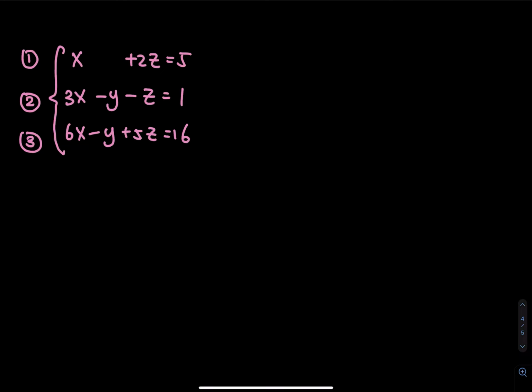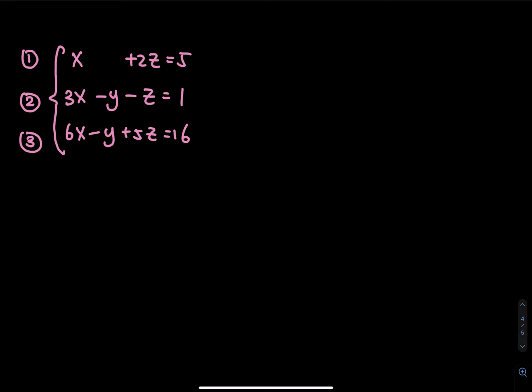Before I show you any steps, let me tell you this. This system has infinitely many solutions, but you don't just say infinitely many solutions. So even though you reach a point where you find out that this system has many solutions, you still have to do a few extra steps to show the relationship between x, y, and z. All right, so let's get started.